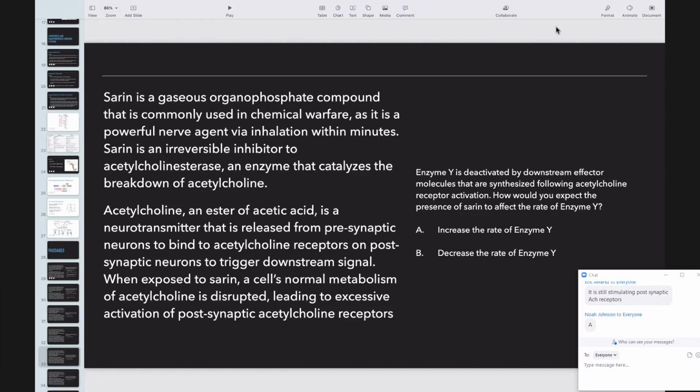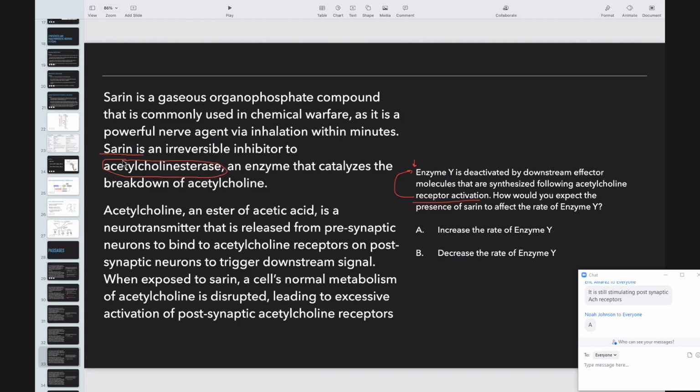All right, we have a nice split here. Okay, so let's go through this. Enzyme Y is deactivated by a downstream effector molecule that is synthesized following receptor activation. So receptor activation is going to decrease enzyme Y. How would you expect the presence of serine to affect enzyme Y? What serine is going to do is it's going to be an irreversible inhibitor to acetylcholinesterase.